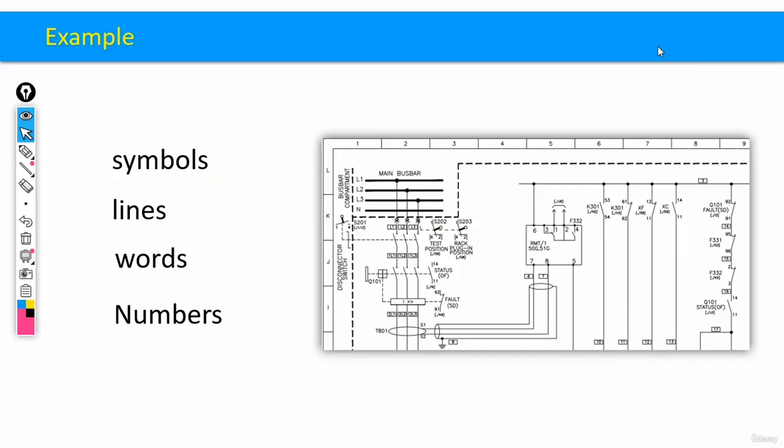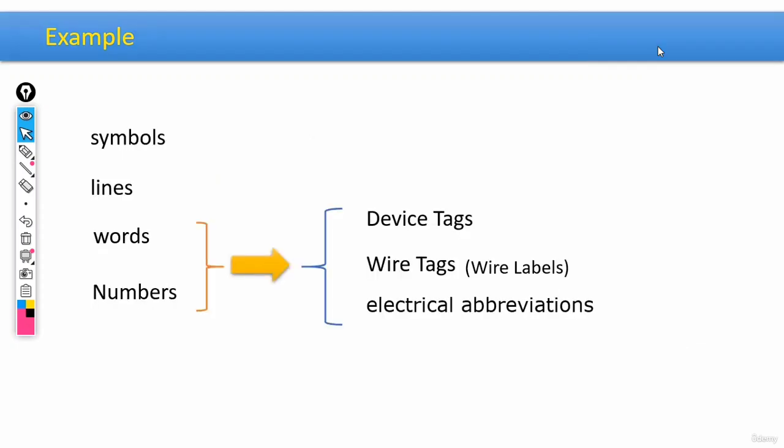As you can see in the image, guys, electrical diagrams or electrical schematics consist of four main components. Again, you can see these four components in the image. They are symbols, lines, words, and numbers. Now, through combining some of these main components, we can get some side components. For example, when we combine words and numbers, we can get side components such as device tags, wire tags or wire labels, and also electrical abbreviations.